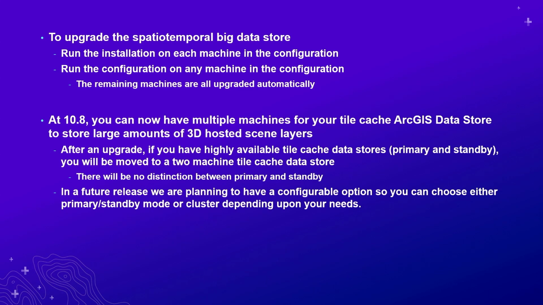At 10.8, you can now have multiple machines for your tile cache ArcGIS Data Store to store large amounts of 3D hosted scene layers. So after an upgrade, if you have a highly available tile cache data store, which basically means primary and standby, you will be moved into a 2-machine tile cache data store. There will be no distinction between primary and standby. In a future release, we are planning to have a configurable option so you can choose either primary standby mode or cluster depending on your needs.